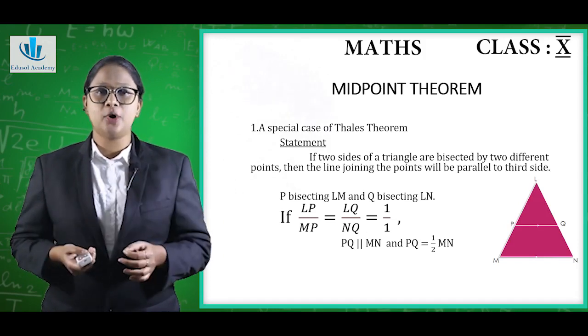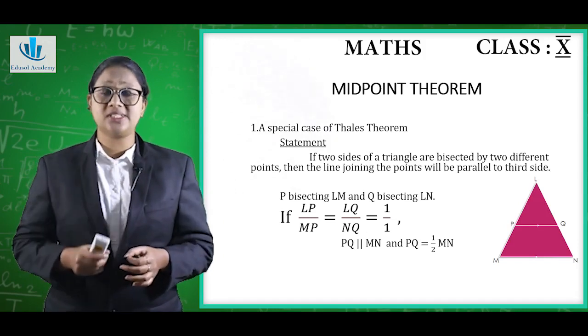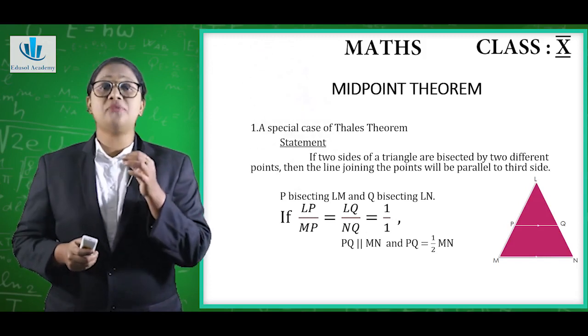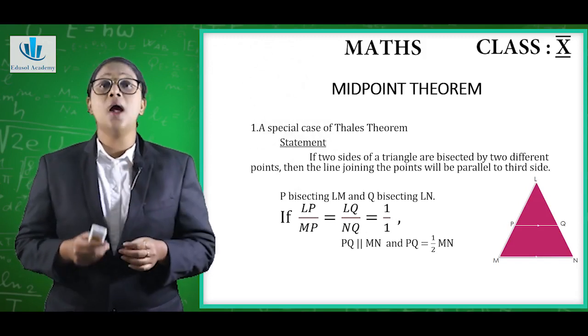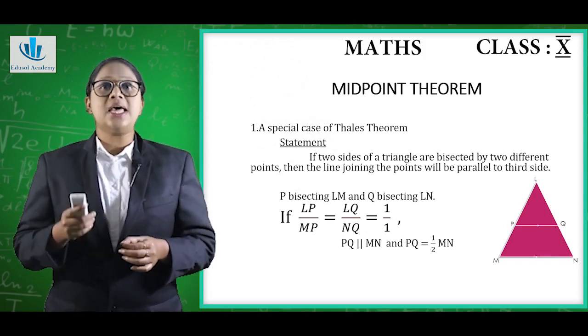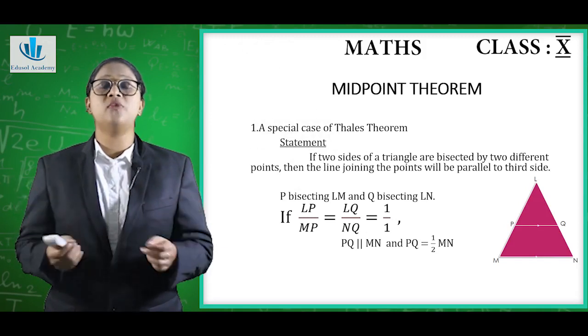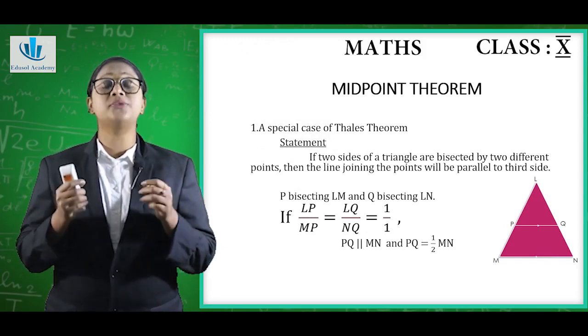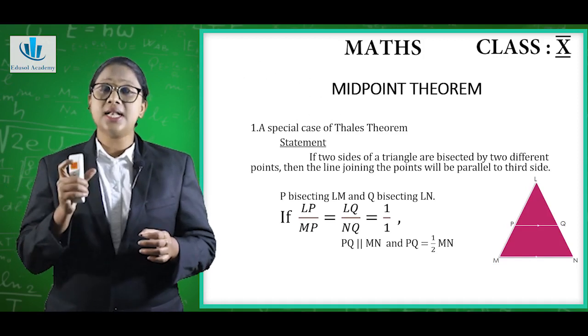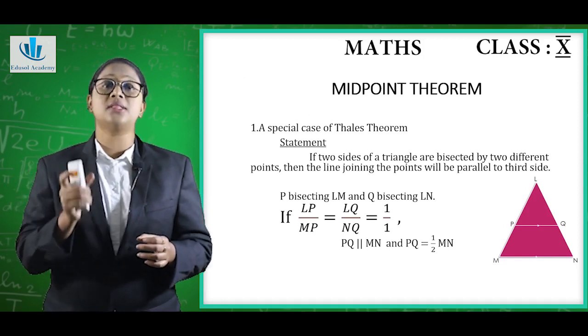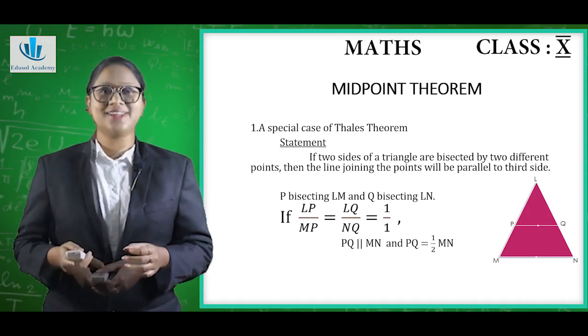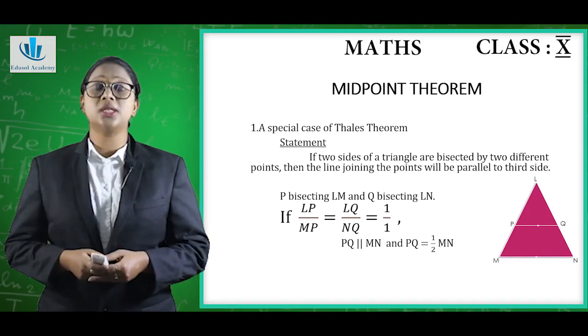So let's state midpoint theorem. Midpoint theorem states that if two sides of a triangle are bisected by two different points, then the line joining those points will be parallel to the third side, and that line will be half the length of the third side. I hope that's clear. So we are done with learning the concepts.